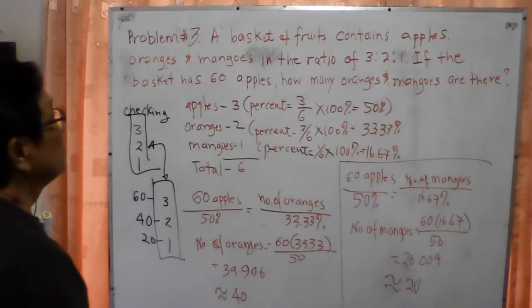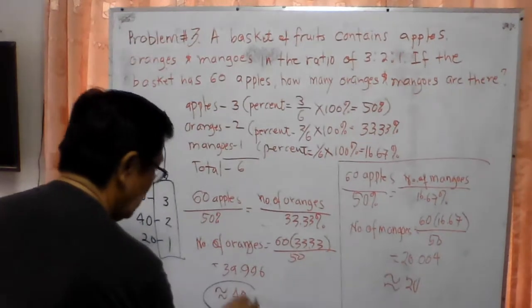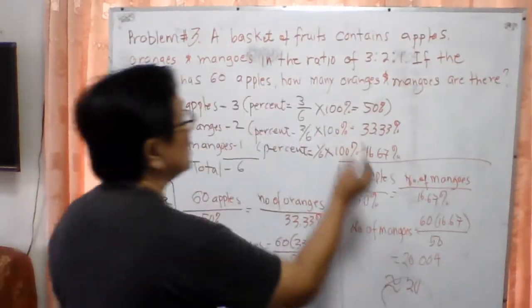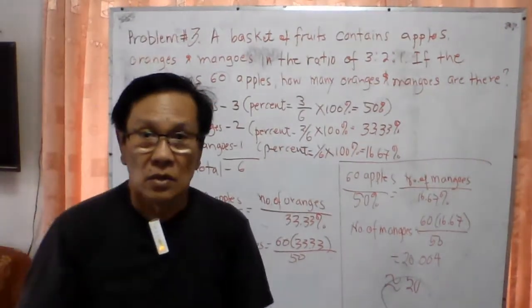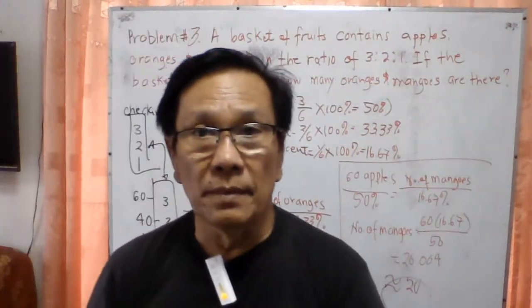You have 40 oranges, 20 mangoes, and 60 apples. That's all for today for problem number 3.